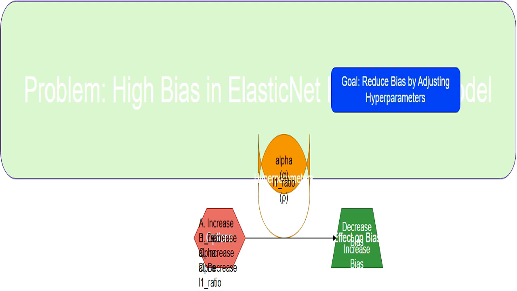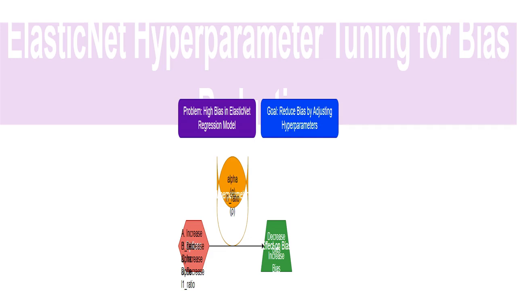I see a problem here. The ElasticNet model has high bias, meaning it's too simple and underfitting the data. We need to make it more flexible. My goal is clear. I want to reduce the bias by carefully tweaking the hyperparameters of the ElasticNet model. This involves finding the right balance between model complexity and accuracy.